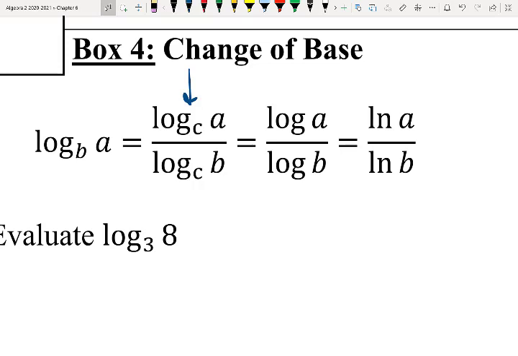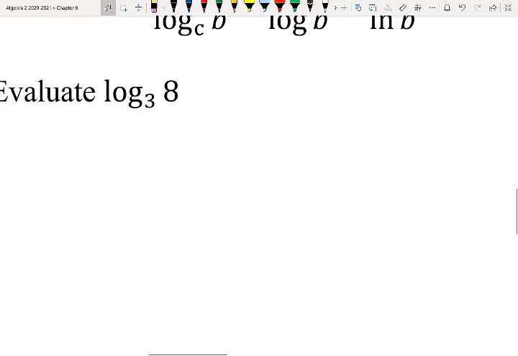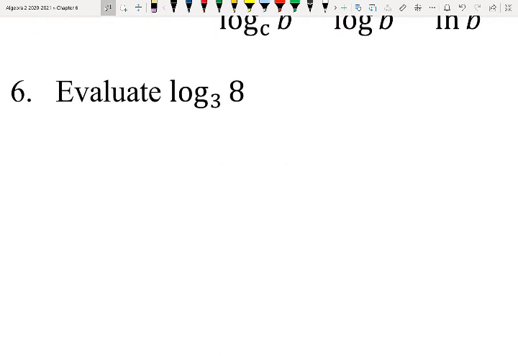So if I'm trying to evaluate something here in number 6, if I'm trying to evaluate log base 3 of 8, that's not something we could just do in our head. When we were evaluating these before, what this is asking us is 3 to what exponent power gives me 8, which is not going to be a very nice number because 3 to the second power is 9, so it's a little bit less than 2, but it's not going to be a whole number. But our calculators can't do that for us unless we use this change of base formula.